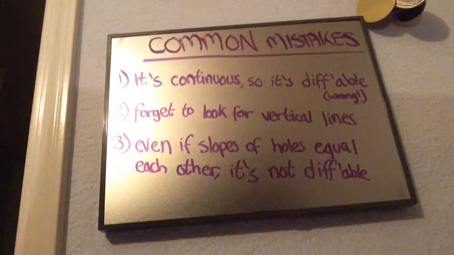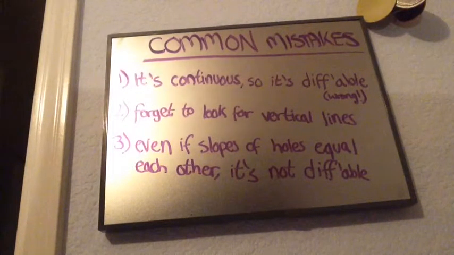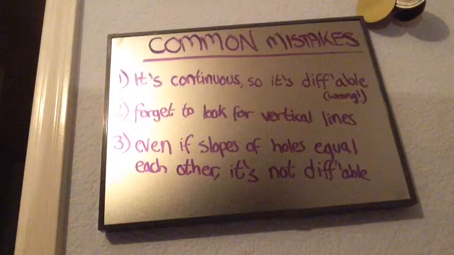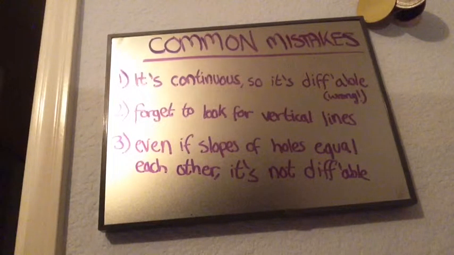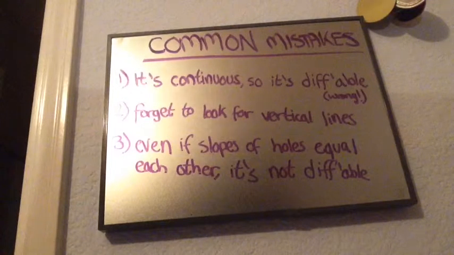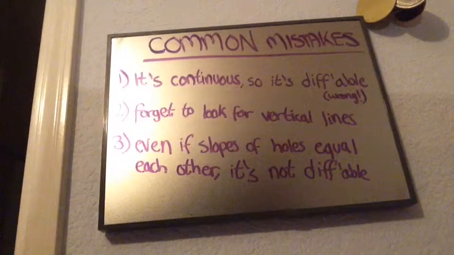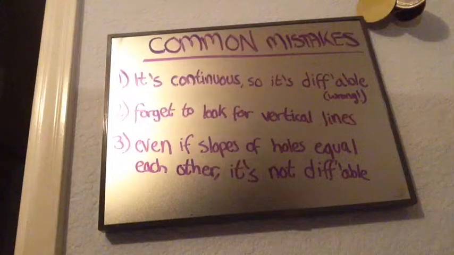The second one, people forget to look for vertical lines. That happens a lot, where you just look for your sharp corners and your removable discontinuities. You forget to look for your vertical lines. That's a really important one, because when your slope is equal to infinity, infinity is not a real number, so it technically doesn't exist there.